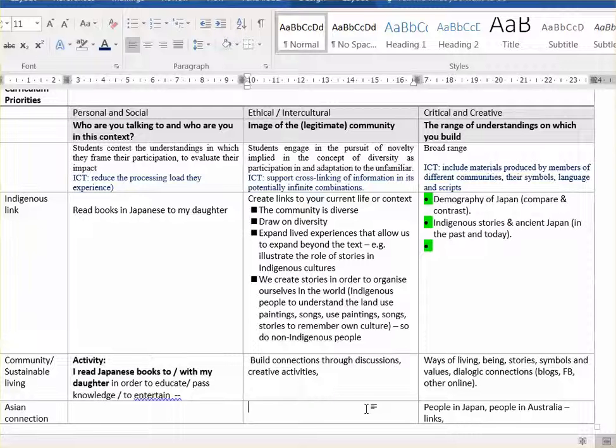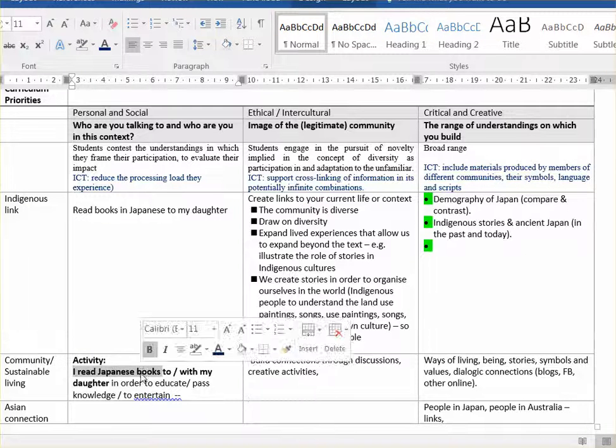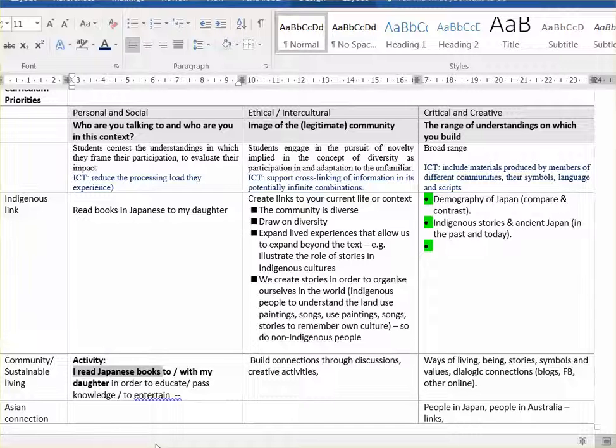In relation to something as seemingly mundane as reading my Japanese book to my daughter in Australia. Question really is, how do we, I'm not saying at home, my pre-service teacher can do what she wants. But very often what happens with teachers, they take activities from home and they think that students at school are also their children, and they do at school what they do at home.